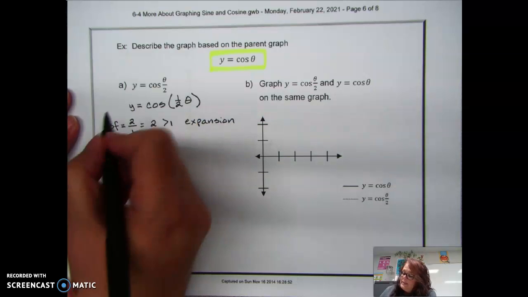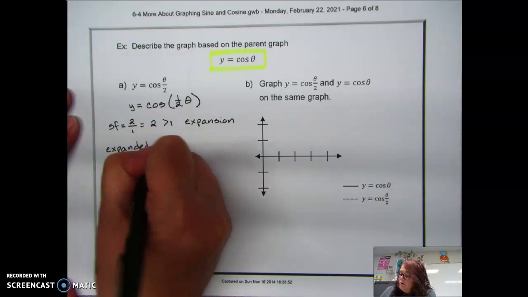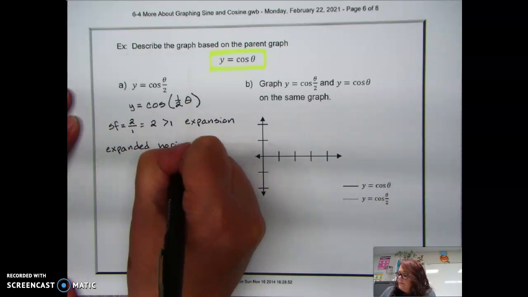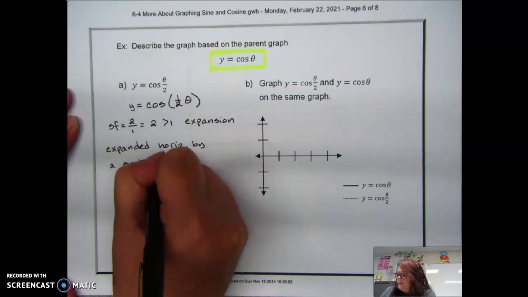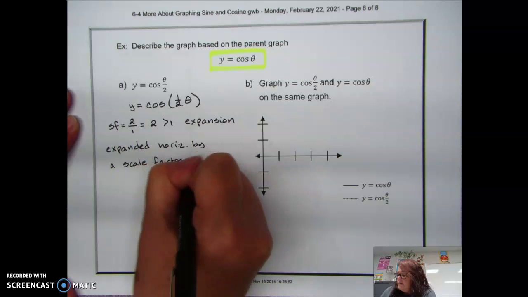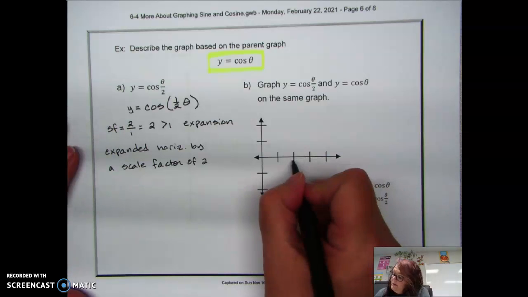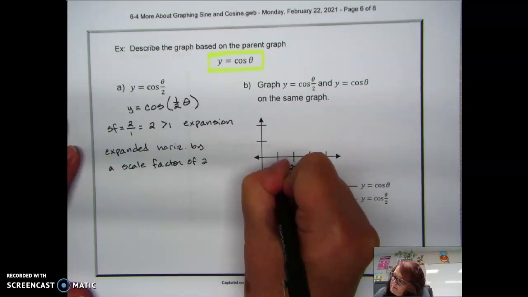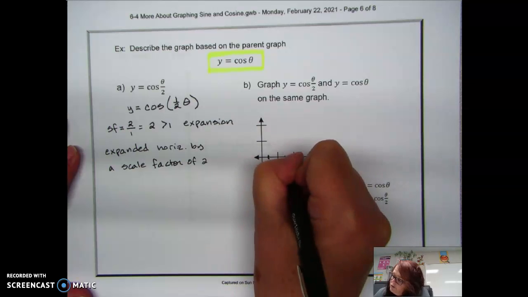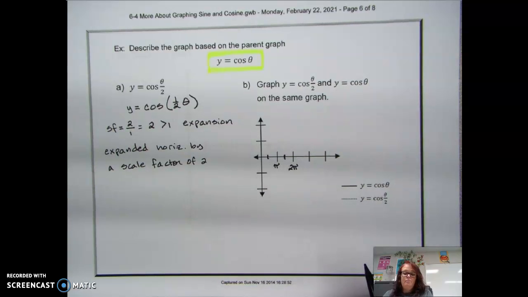Okay. So that means that we're going to be expanded horizontally by a scale factor of 2. Okay. So I'm going to do something a little bit different. I'm going to call this here 2 pi. I'm going to call this pi. So this is pi over 2, and this is 3 pi over 2. So that's my 1, 2, 3, 4 steps of my first period.